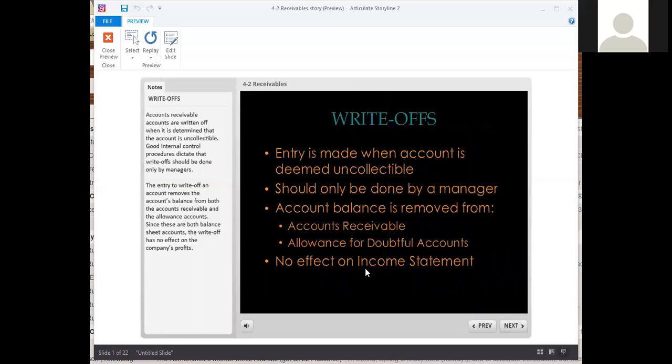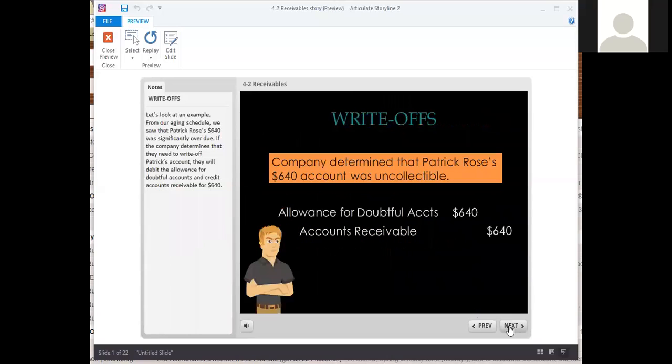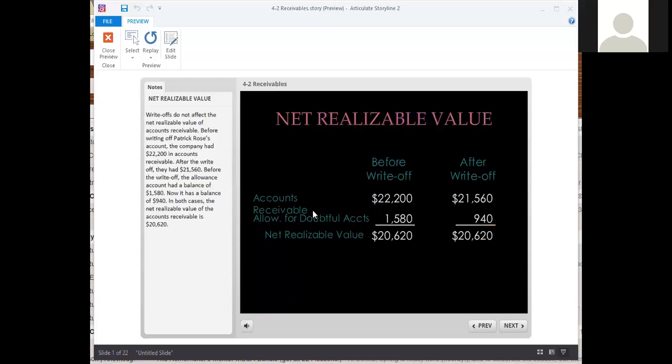Then talking about what do you do when you just give up on a customer and write them off. Give the story, we have a customer, we're going to write them off, the general journal entry to write them off, and then taking a little time to explain a concept to the student that before you write them off, the net amount of accounts receivable, and after you write them off, the net amount is still the same. So we really want to stress that before and after, the numbers are the same.